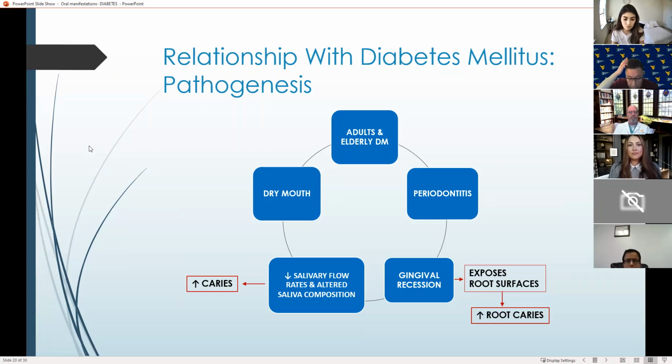Patients with diabetes also often suffer from decreased salivary flow rates and altered saliva composition. Since saliva acts as a buffer against the acidic byproducts from the bacterial fermentation of carbohydrates, a change in quantity or composition of saliva could therefore influence the protective function against dental caries.